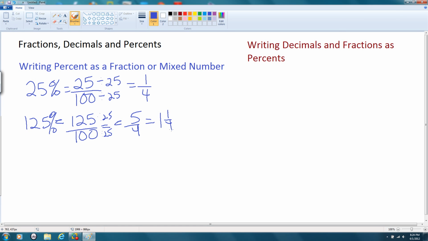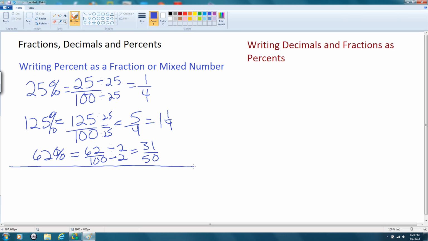Let's say I have something like 62%. That is 62 over 100. I can reduce it by dividing top and bottom by 2, and I get 31 over 50. Now, that was changing from percent to a fraction.